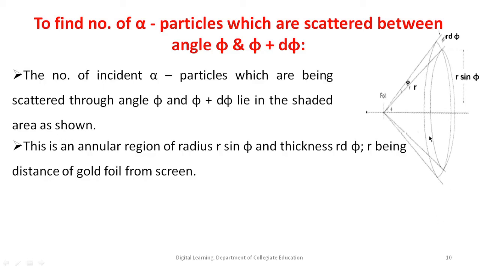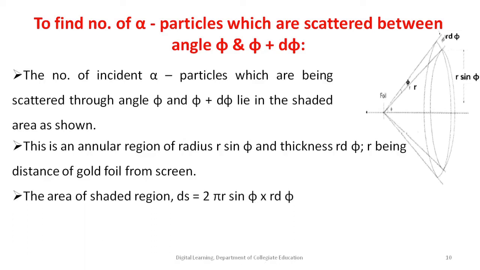ಇಲ್ಲಿ ಬರ್ಕೊಂಡಿದ್ದೀವಿ. So the annular ring radius ಎಷ್ಟಾಗಿರುತ್ತೆ ಹಾಗಾದ್ರೆ r sin phi and its thickness is r into d phi. ಇಲ್ಲಿ d phi angle ಇತ್ತಂದ್ರೆ arc length ಏನಾಗುತ್ತೆ, radius multiplied by angle, that is r into d phi. So where r being the distance of gold foil from the screen. ಈ ಗೋಲ್ಡ್ ಫಾಯಿಲ್ ಇಂದ ಸ್ಕ್ರೀನ್ ಇರುವಂತ ಡಿಸ್ಟೆನ್ಸ್ ನ r ಅಂತ ಅಸ್ಯೂಮ್ ಮಾಡ್ಕೊಳ್ತಾ ಇದ್ವಿ.